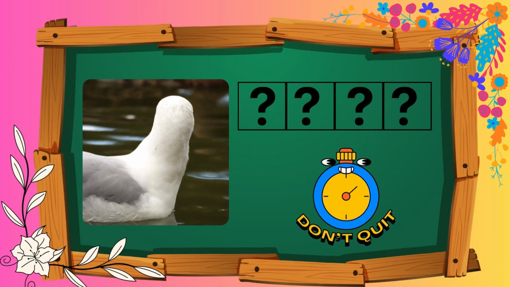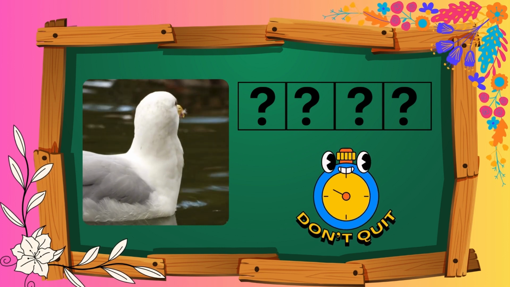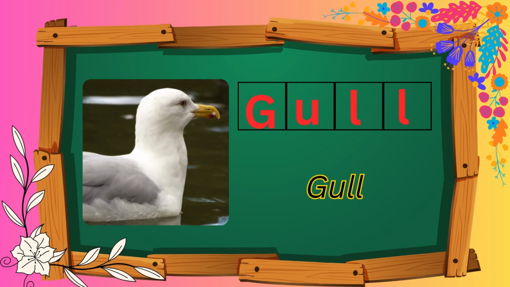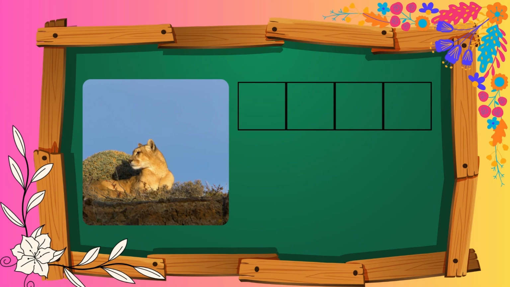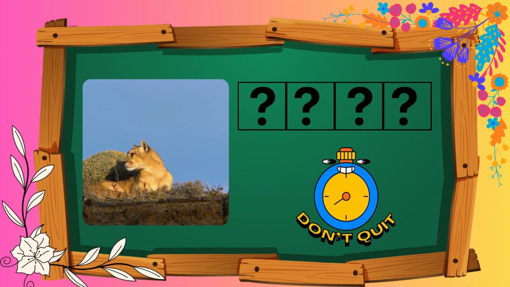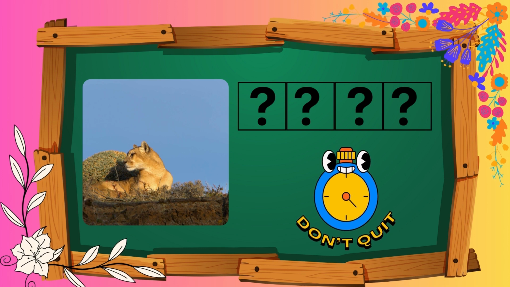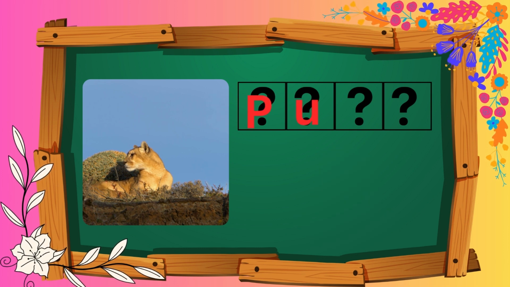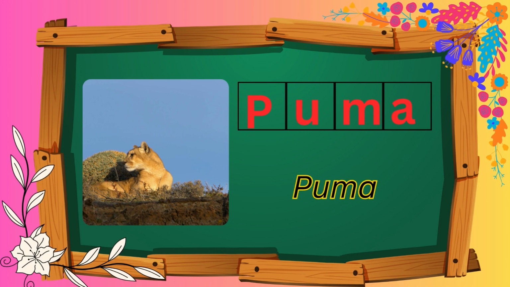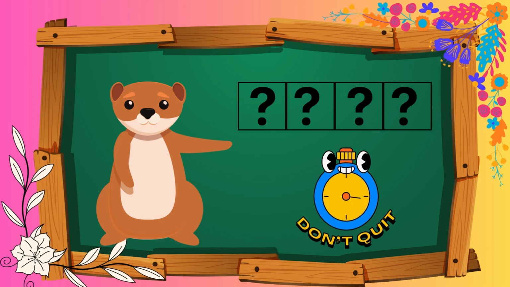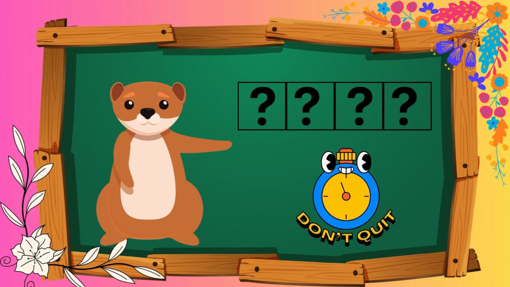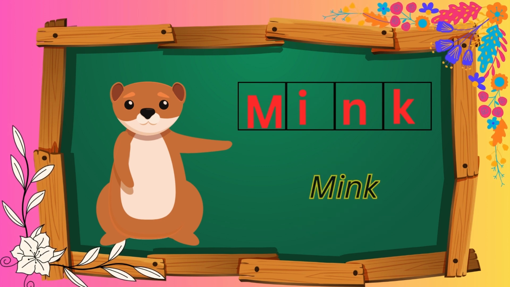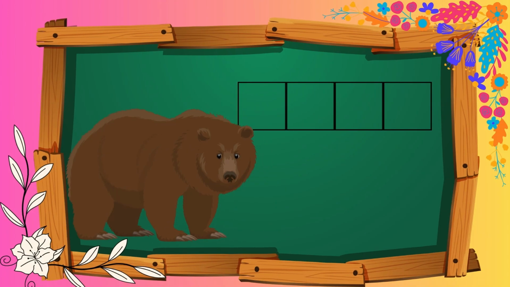Let's spell the word gull. G-U-L-L, gull. Now let's spell the word puma. P-U-M-A, puma. Can you spell the word mink? M-I-N-K, mink.